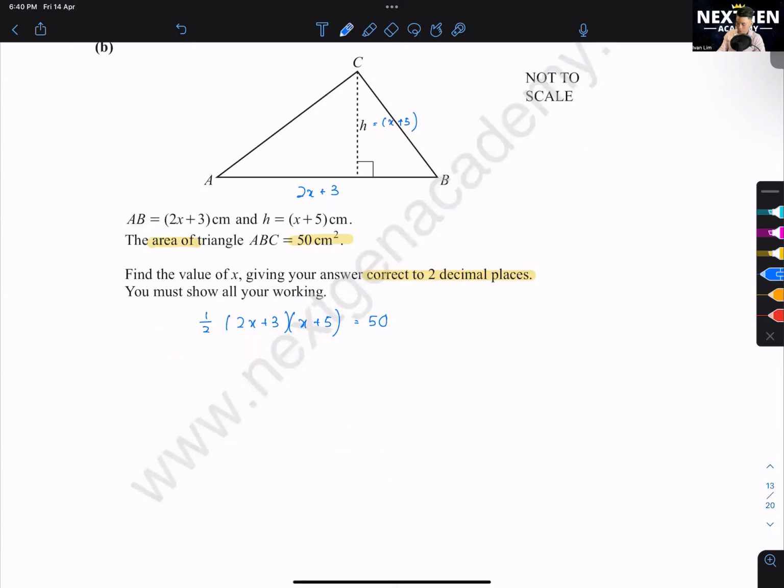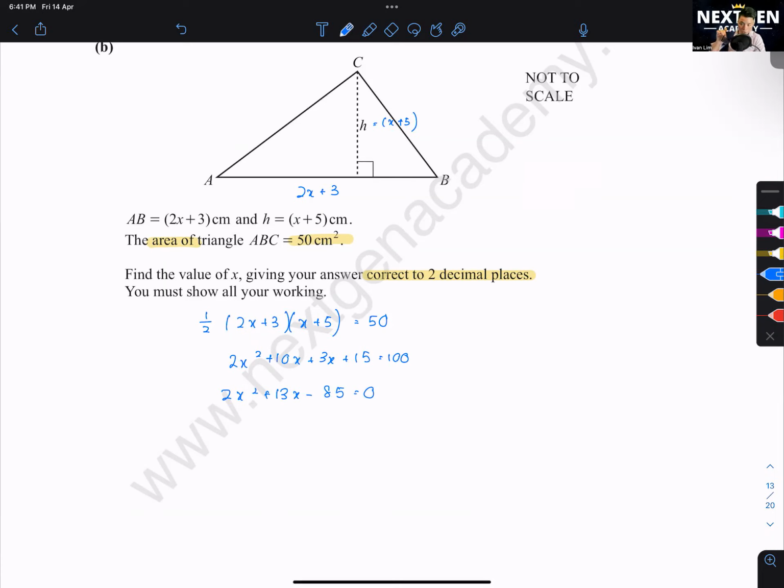Okay, then you all observe here, we will get a quadratic equation already. Okay, I'm going to open out the bracket and bring 1 over 2 to the other side. So 2x squared plus 10x plus 3x plus 15 equals 100. 2x squared plus 13x minus 85 equals 0.